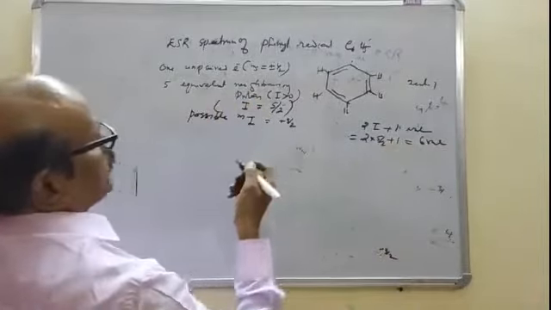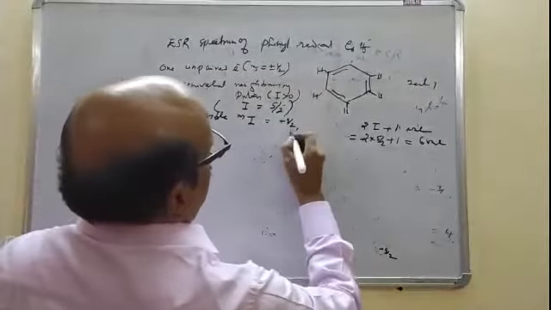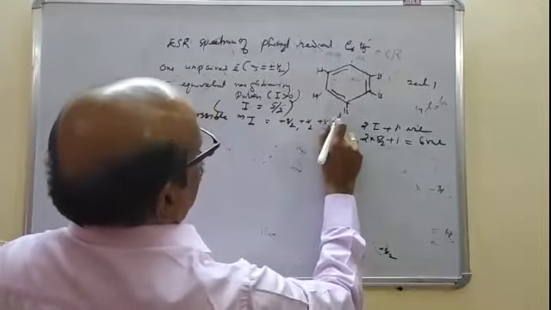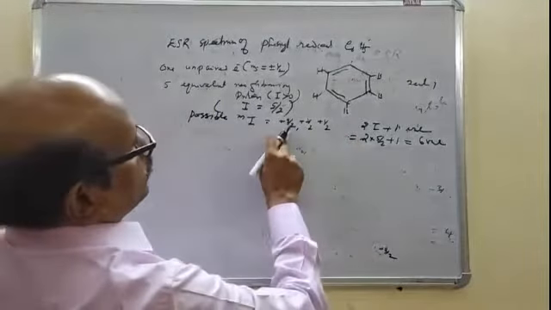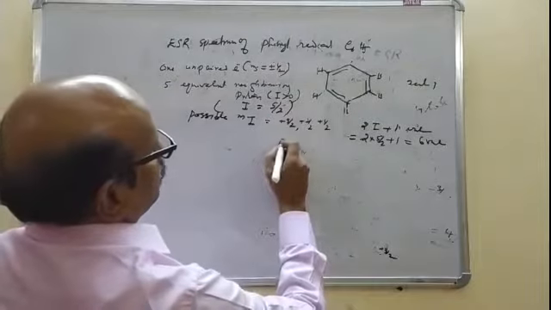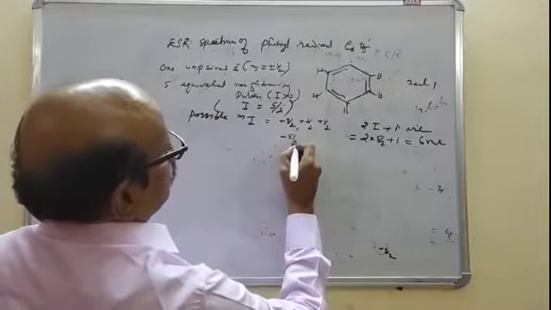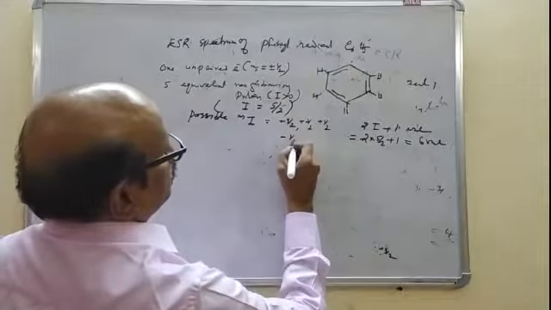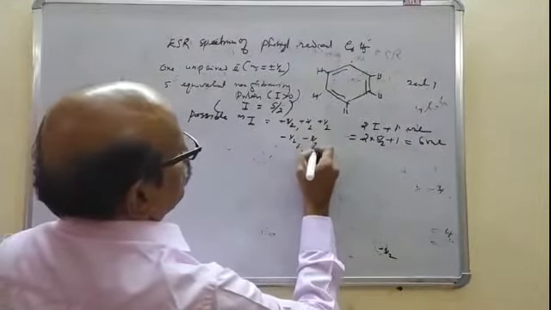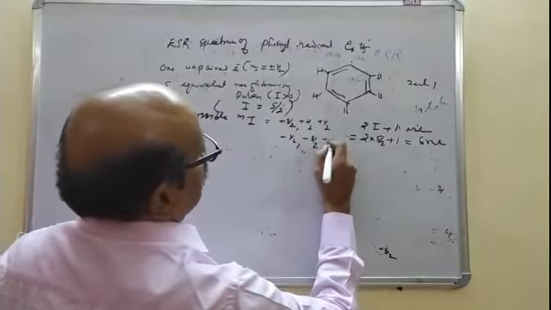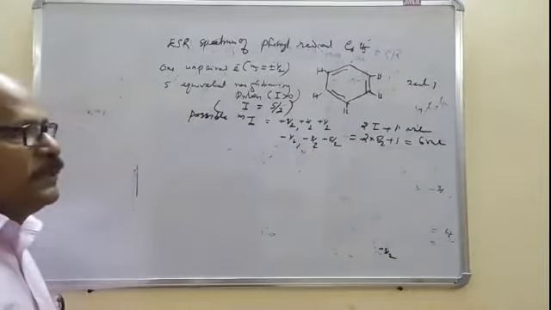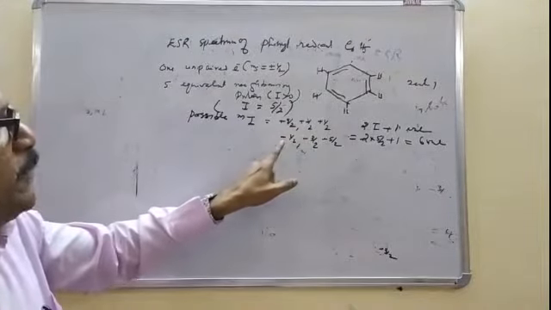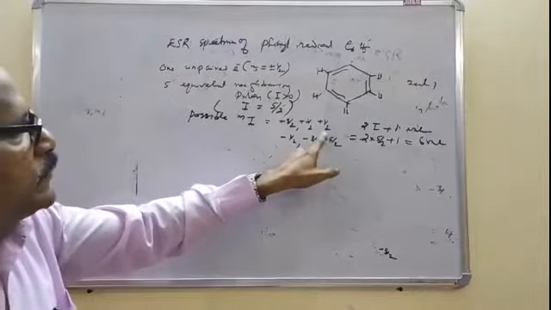That is, MI is equal to plus 5 by 2, plus 3 by 2, plus half, minus half, minus 3 by 2, and minus 5 by 2. So these are the 6 MI values.